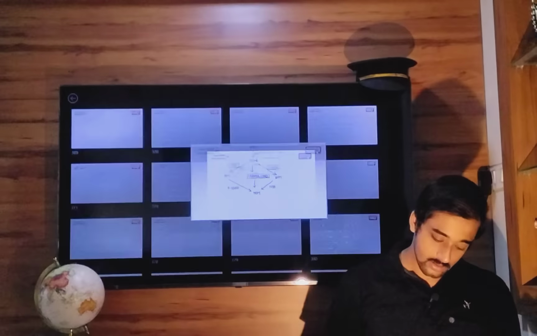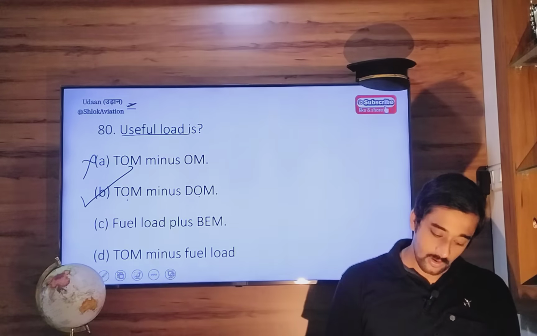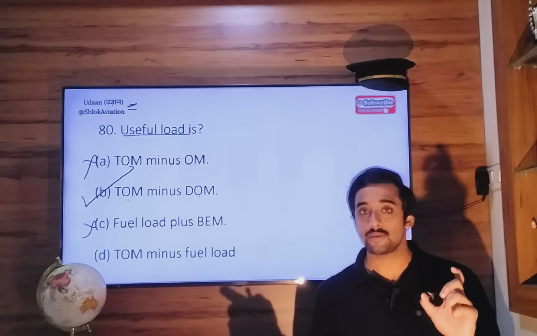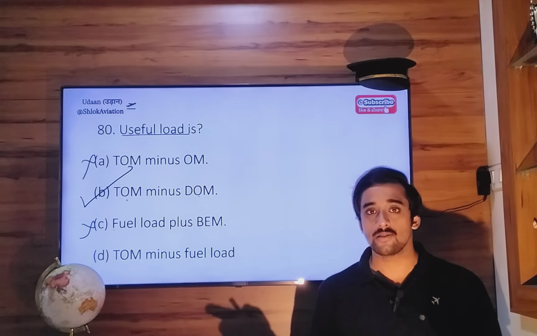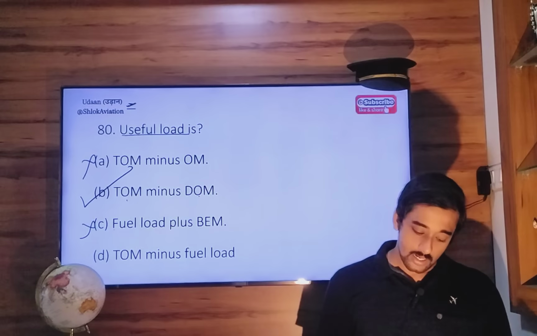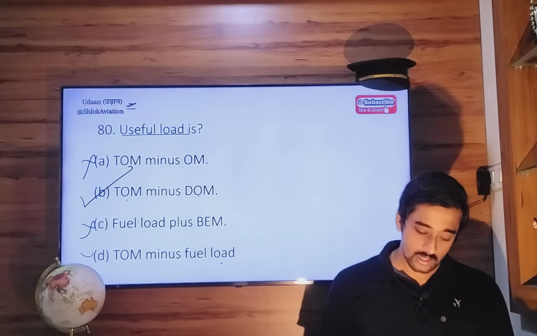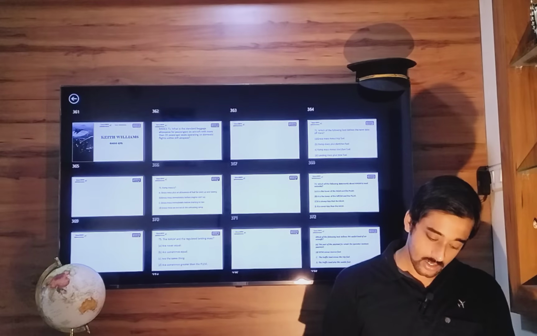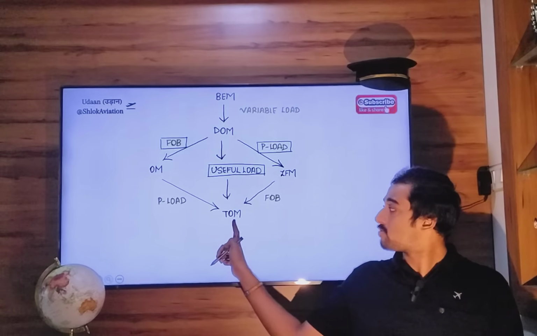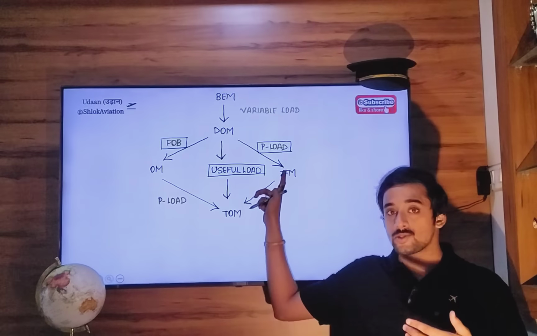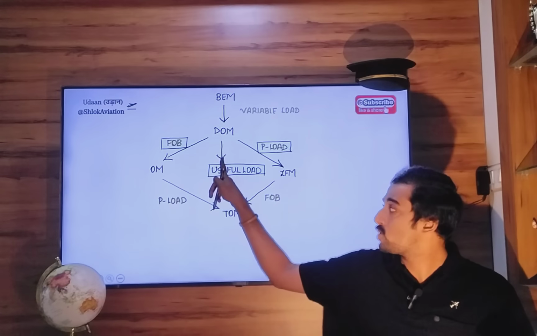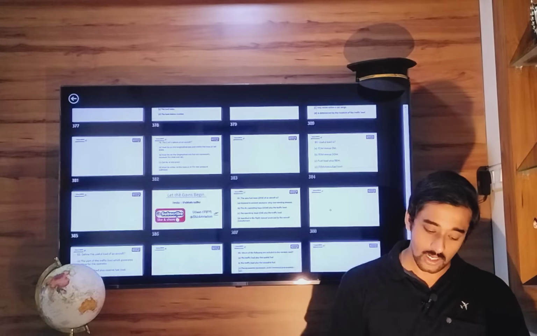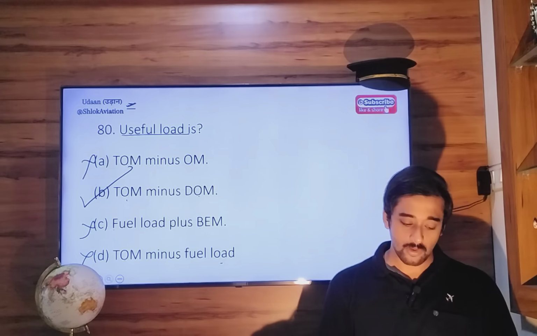Next, full load plus basic empty mass, we do not have any such equation. We have basic empty mass plus variable load that gives us dry operating mass. Takeoff mass minus fuel load is not useful load. What is it? So let's check. Takeoff mass minus fuel on board, or takeoff fuel, gives you zero fuel mass. It doesn't give you useful load, it gives zero fuel mass. So option Delta is also the wrong one. So option Bravo is the correct one.